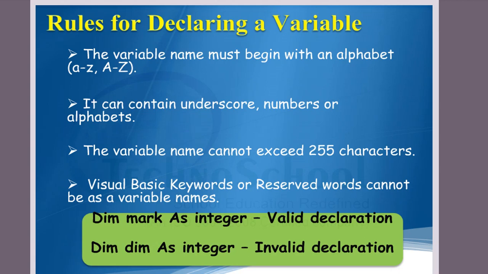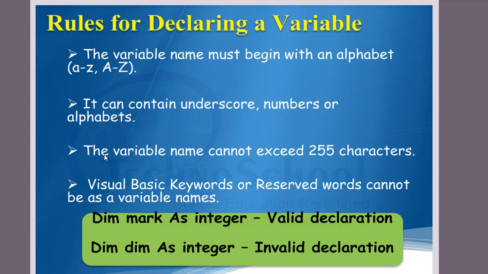So we have rules to declare the variable. Let us see them one by one. First, the variable name must begin with an alphabet, that is A to Z, either small a to z or capital A to Z. Next, it can contain an underscore, numbers, or alphabets.